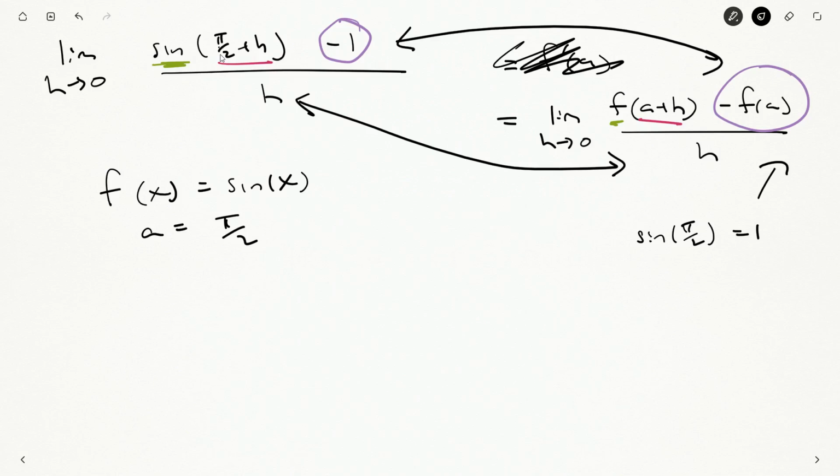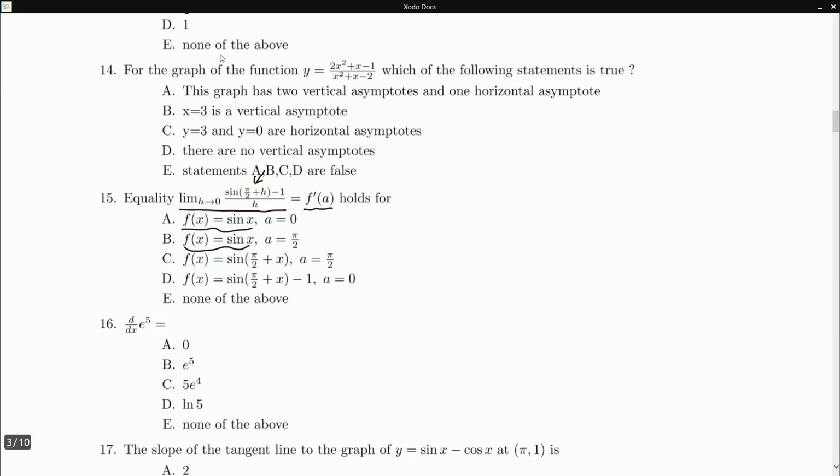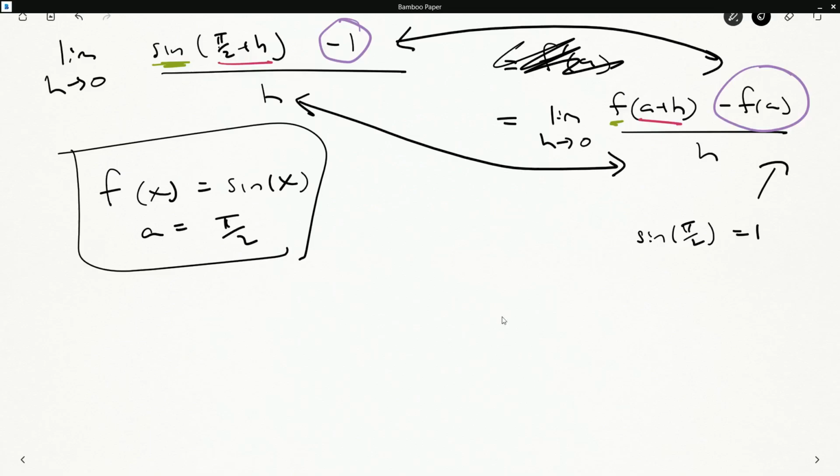So by comparing and remembering how our first principles derivatives are set up, we can very quickly answer this question. Don't actually have to compute a limit at all. Sine of x and pi by 2, which is b. So that's going to be our answer there.